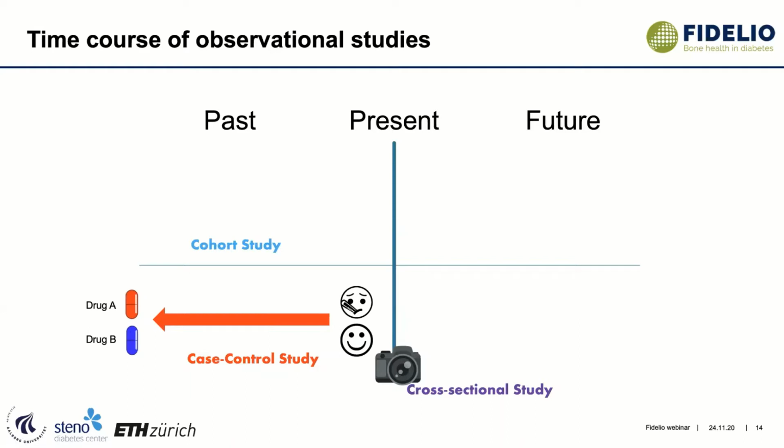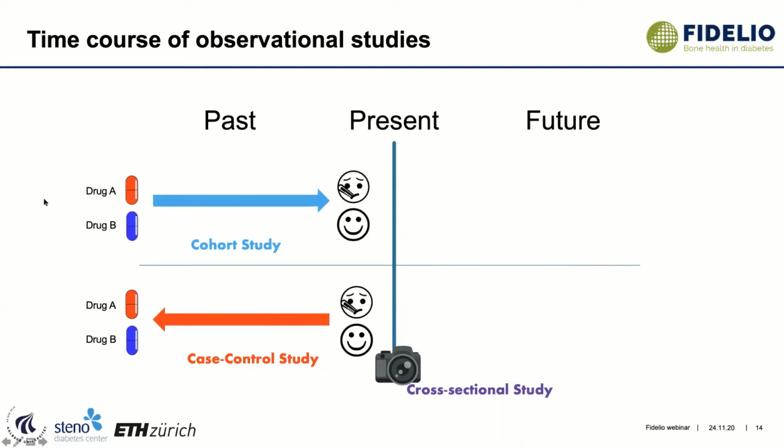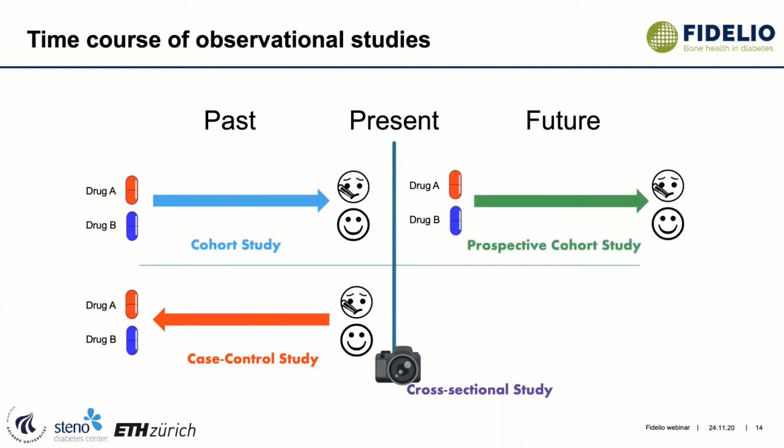The most common study type is the cohort study, and this is designed very similar to a clinical trial where we actually start with those who get drug A or drug B, and we look forward in their history to see if they end up having the outcome of interest. And we can also have this done in the future where we look at a prospective cohort study where we recruit patients into our study, look at what medications they're getting, and follow them forward into the future to identify their outcomes.